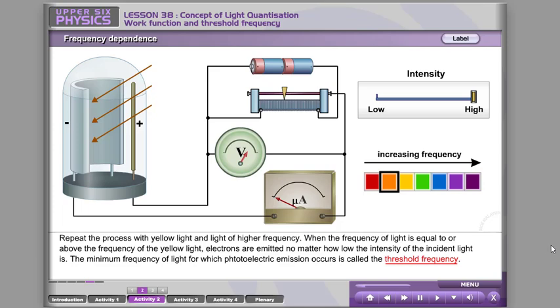Repeat the process with yellow light and light of higher frequency. When the frequency of light is equal to or above the frequency of the yellow light, electrons are emitted no matter how low the intensity of the incident light is. The minimum frequency of light for which photoelectric emission occurs is called the threshold frequency.